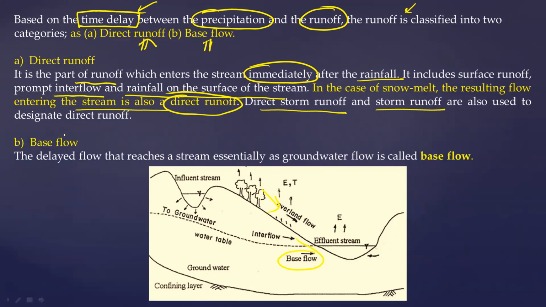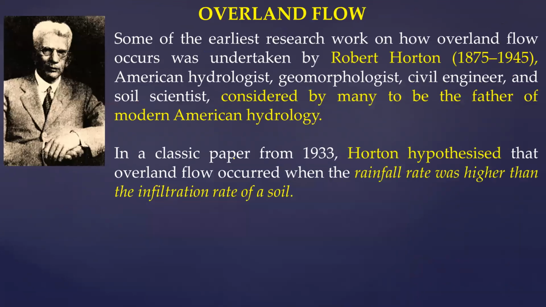Now, the next thing is base flow. So what is base flow? It's the delayed flow, meaning there is a time lag here. So time is very important. The delayed flow reaches the stream essentially as groundwater. This is called base flow. Right. Now, ultimately, both these flows we have learned are part of the runoff that we are talking about here.